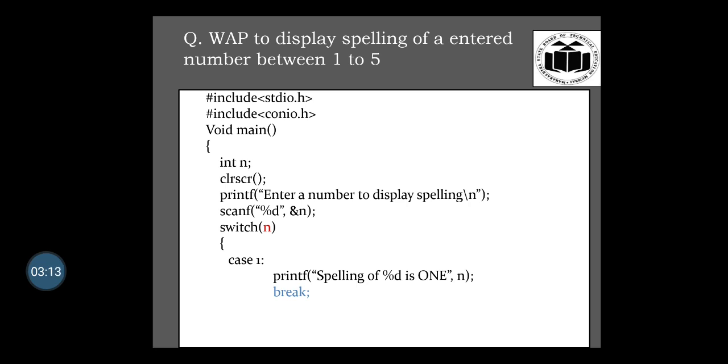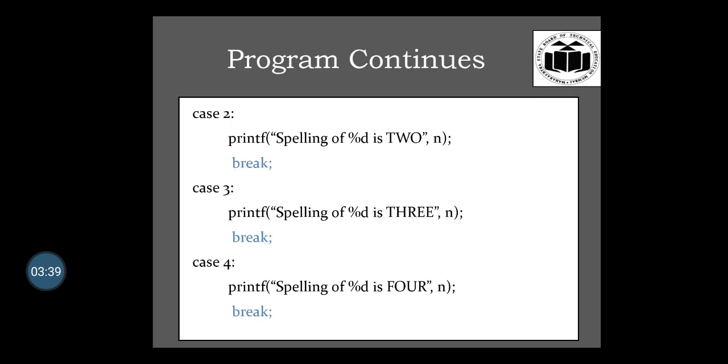Then accept one number whose spelling is to be displayed on the screen, and that is stored in n. Switch n means we have to jump to the value n as entered by the user. If user enters 1, then case 1 will be executed. If user enters 2, then case 2 will get executed, like this. If user enters 3, then case 3 will be executed, like this.